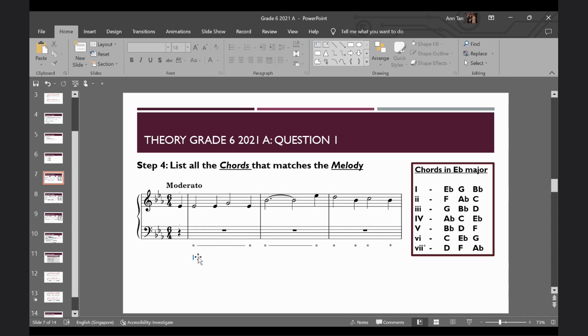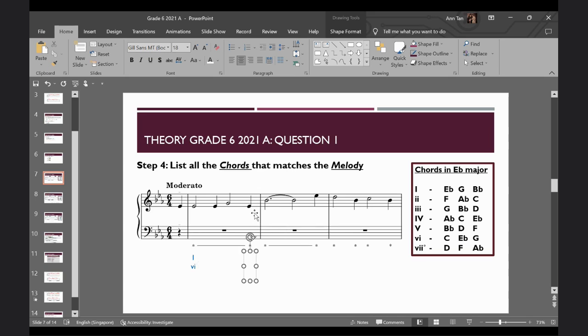So E flat. And we're going to list down all the chords that match the melody, and it comprises of E flat and G. In this case, chord 1 satisfies the requirement. Chord 2, F A flat C, no. Chord 3, G B flat D, no. Chord 4, A flat C E flat, no. Chord 5, B flat D F, no. Chord 6 could be possible. It has got E flat and G as well. So let's indicate that in.